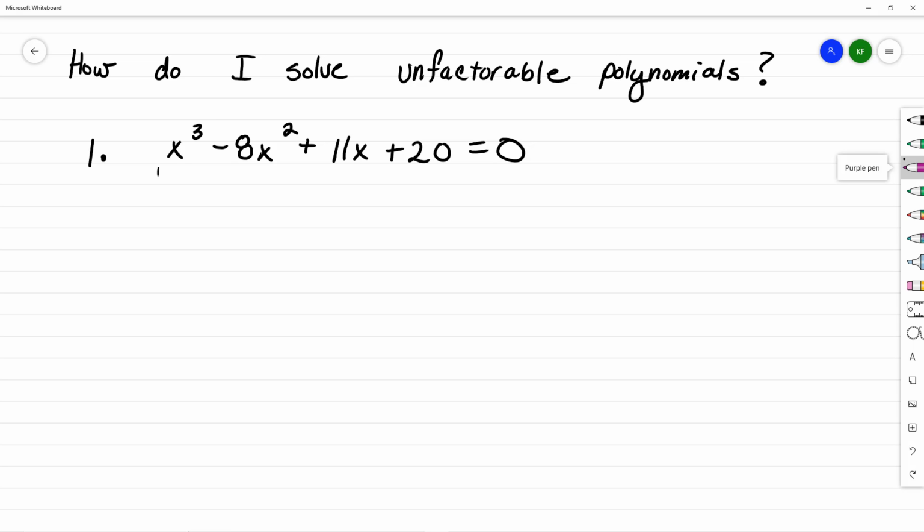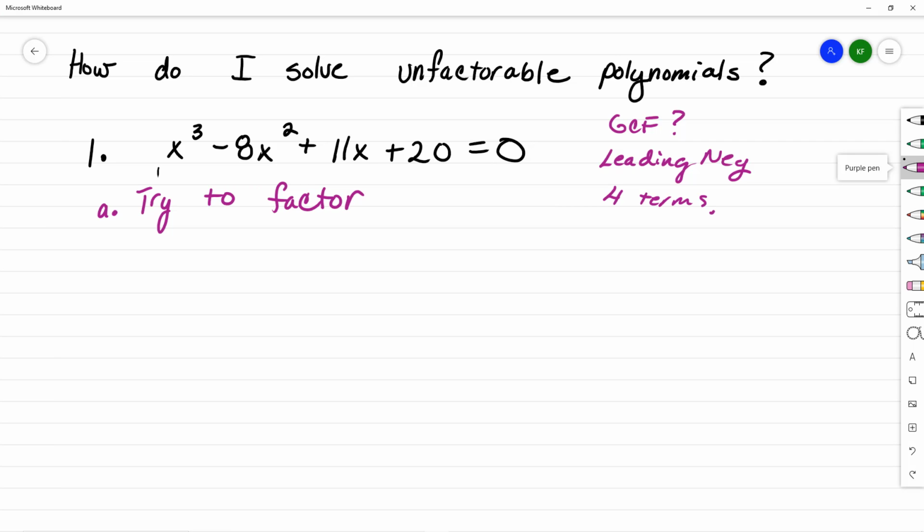All right, so first I check to see, is there a GCF? GCF, no. So what am I really doing? I'm going to try to factor this. What would I go through? Is there a GCF? Is there a leading negative? And then last but not least, how many terms does it have? This one has 4 terms. So you know you're going to try, in your head, factor by grouping. And if you try the different combinations, it's not going to factor. That's the point of the lesson.